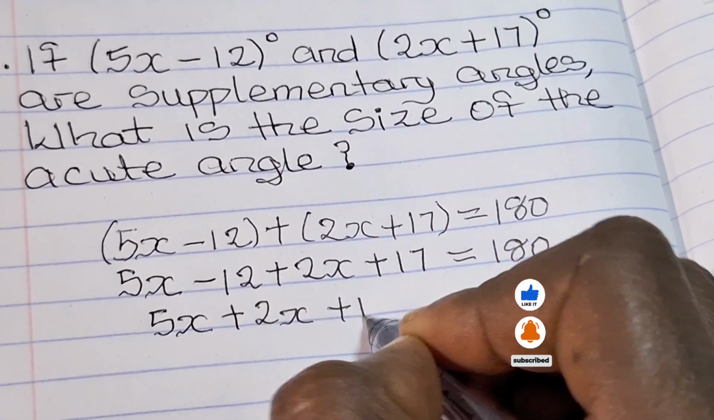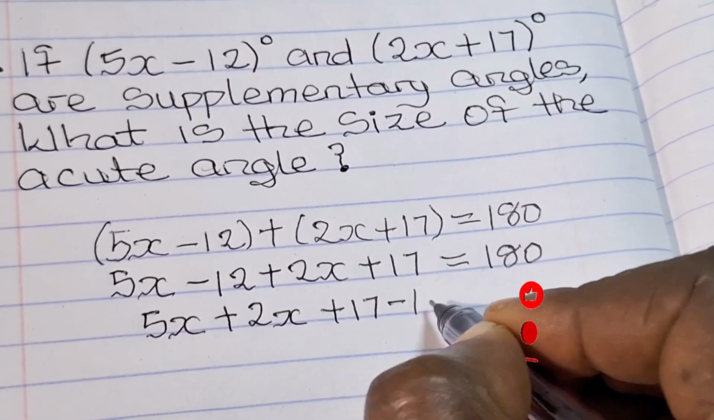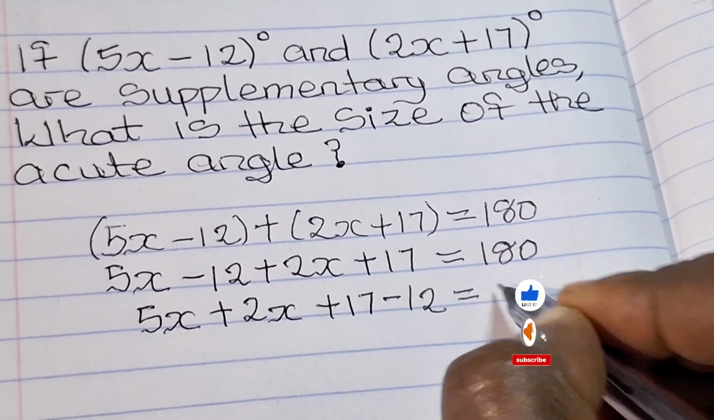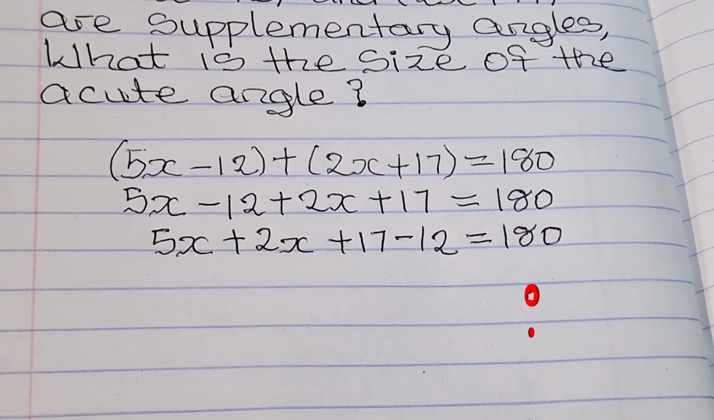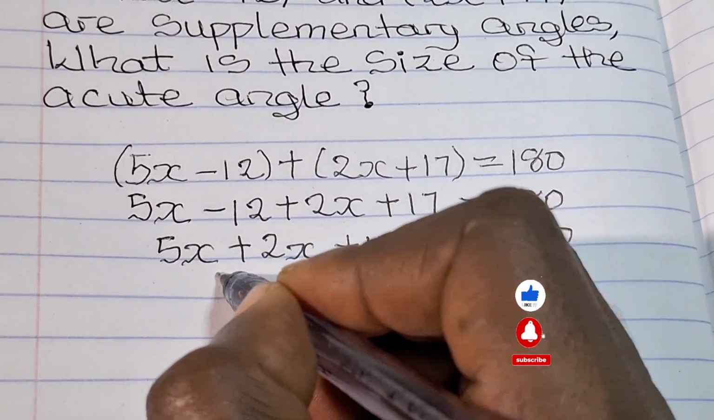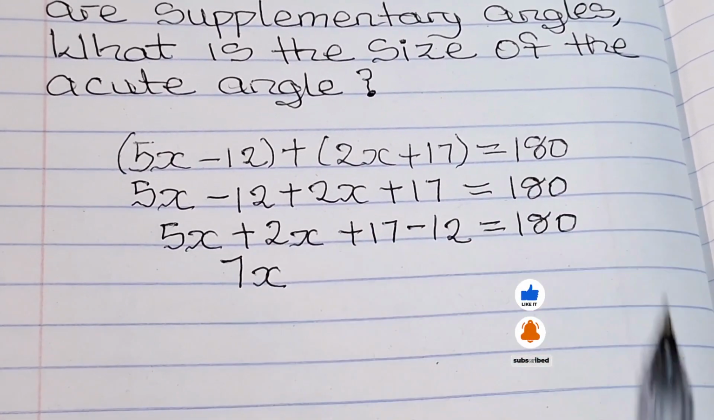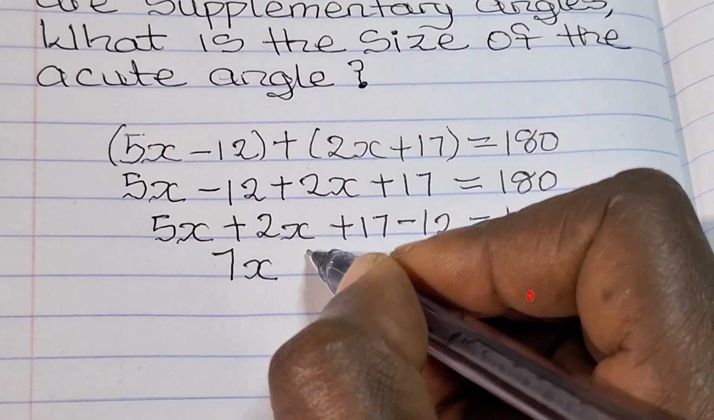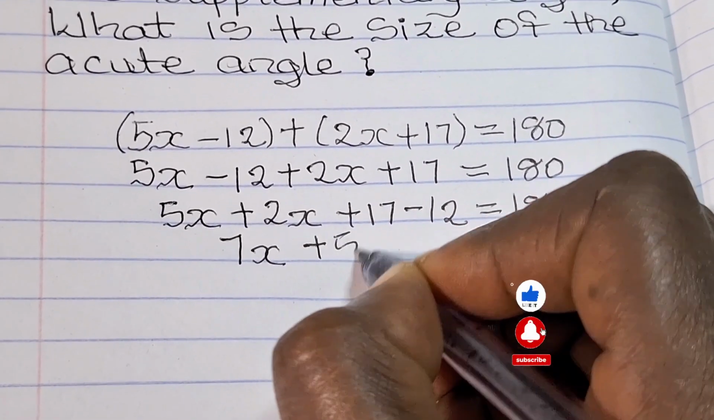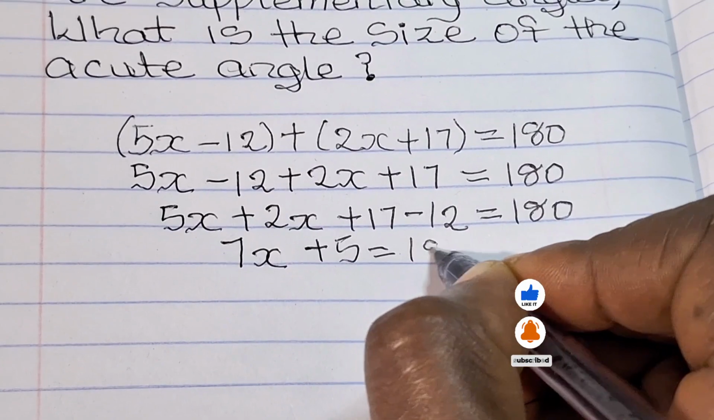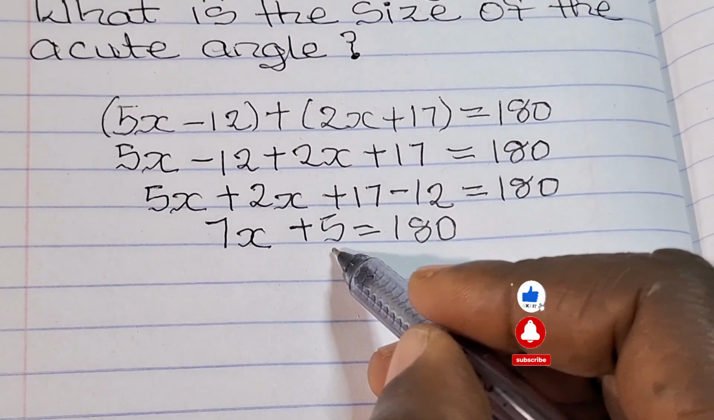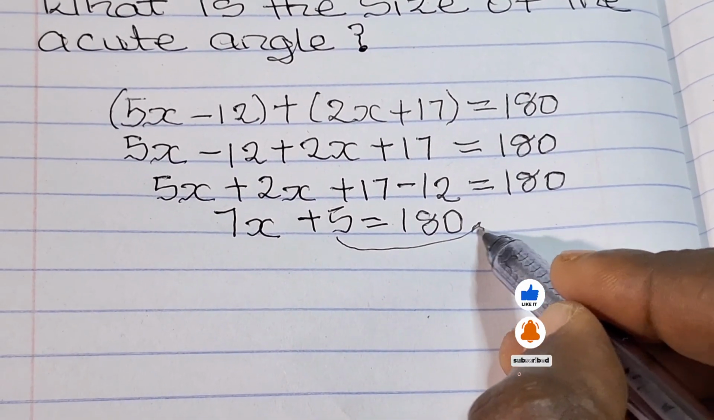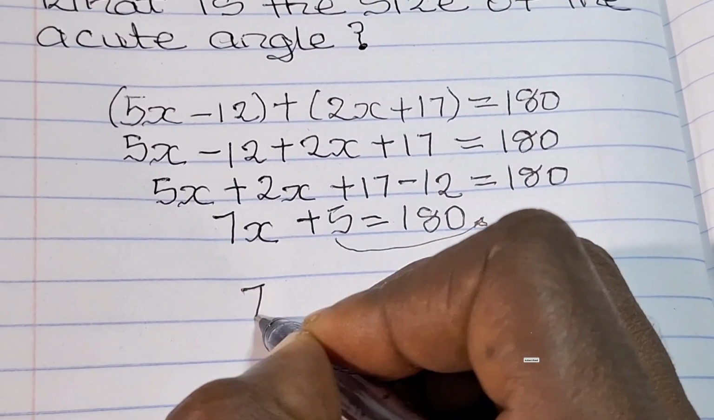Then 17 and minus 12 are also like terms. I bring them together. Okay, 5x plus 2x is going to give me 7x. 17 minus 12 will give me 5. And this is equal to 180. So I'm going to take my 5 to the other side because I'm solving for x.